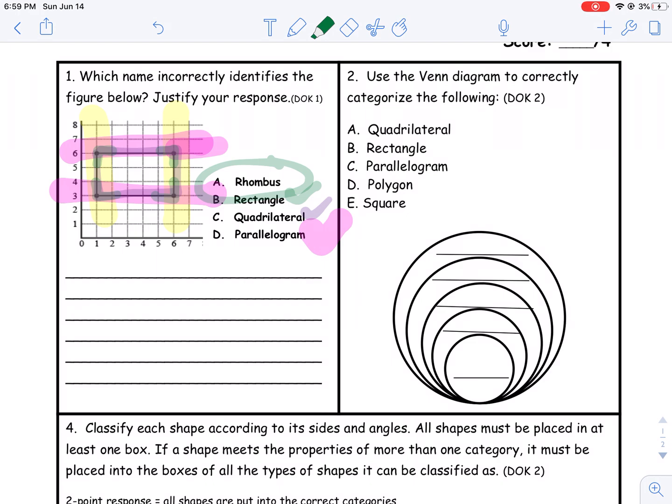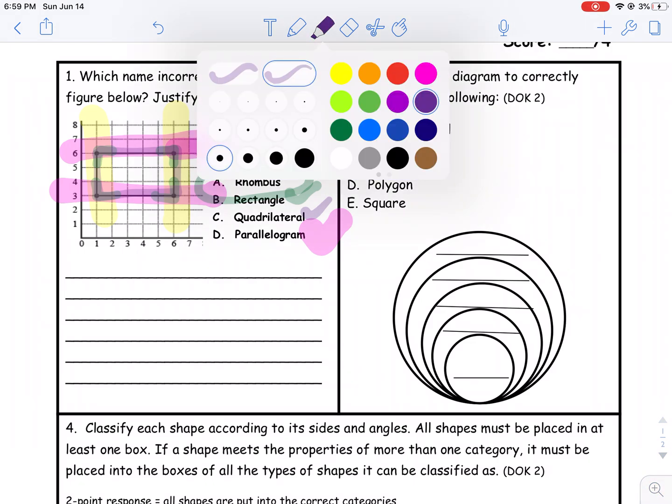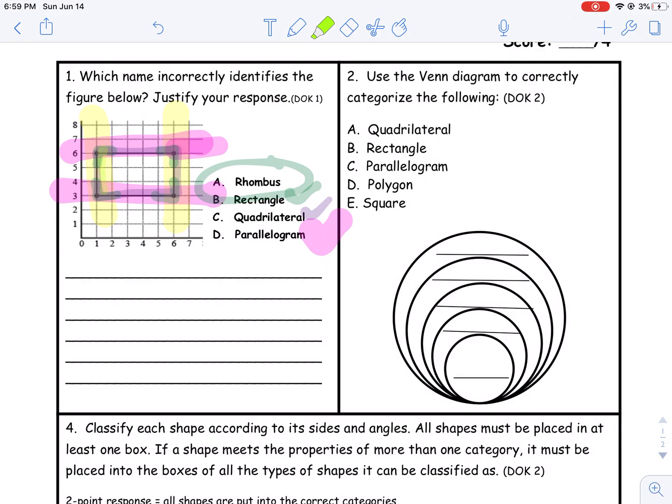I know it's not a rhombus because, that's the color I've already used, these 2 lines are equal, and these 2 lines are equal, but that's not 4 equal sides. So it is not a rhombus. So I want you to go in here and write down why it is not a rhombus.